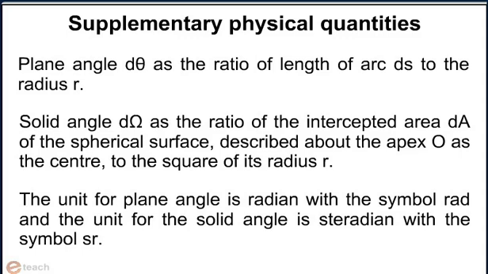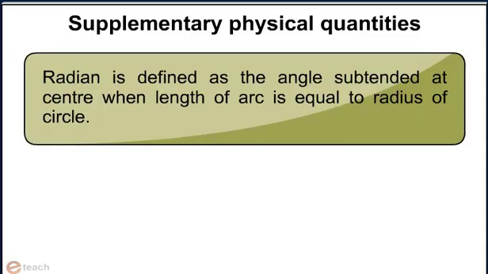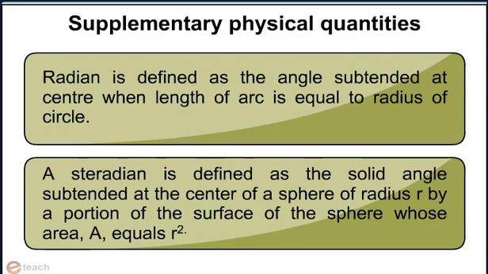with the symbol sr. Radian is defined as the angle subtended at center when length of arc is equal to the radius of circle. A steradian is defined as the solid angle subtended at the center of a sphere of radius r by a portion of the surface of the sphere whose area A equals r square.